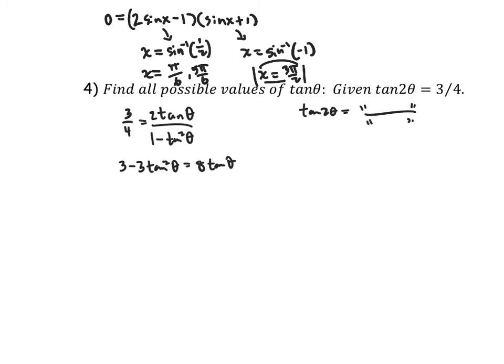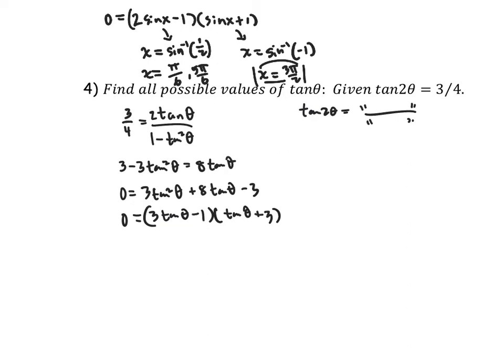I'm hoping this is factorable. Bring everything to the right side. We get 3 tan squared theta plus 8 tan theta minus 3, which I believe ends up being factorable. It's 3 tan theta and tan theta, and I get a -1 and a +3. Now, notice the wording of this problem. It asks me for all possible values of tan theta. Well, there's 2 possible values for tan theta. So tan theta could equal 1/3, or tan theta could equal -3.